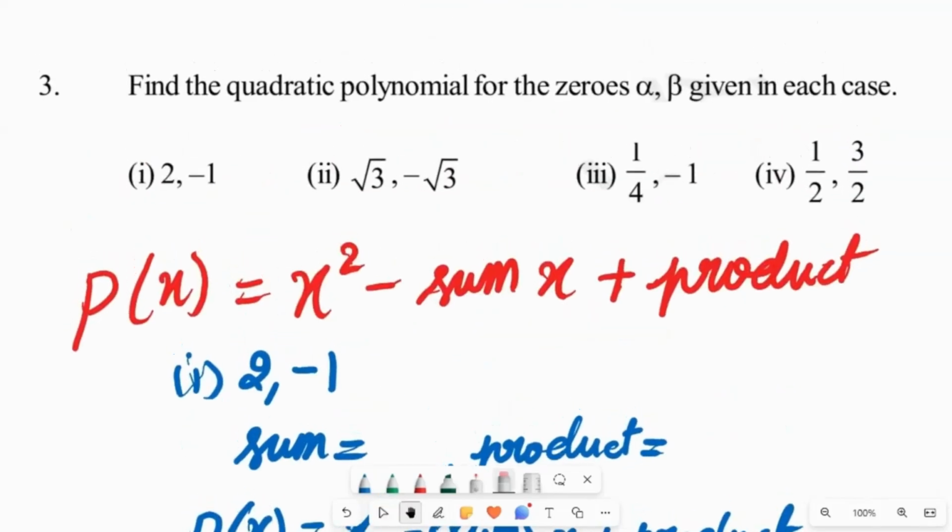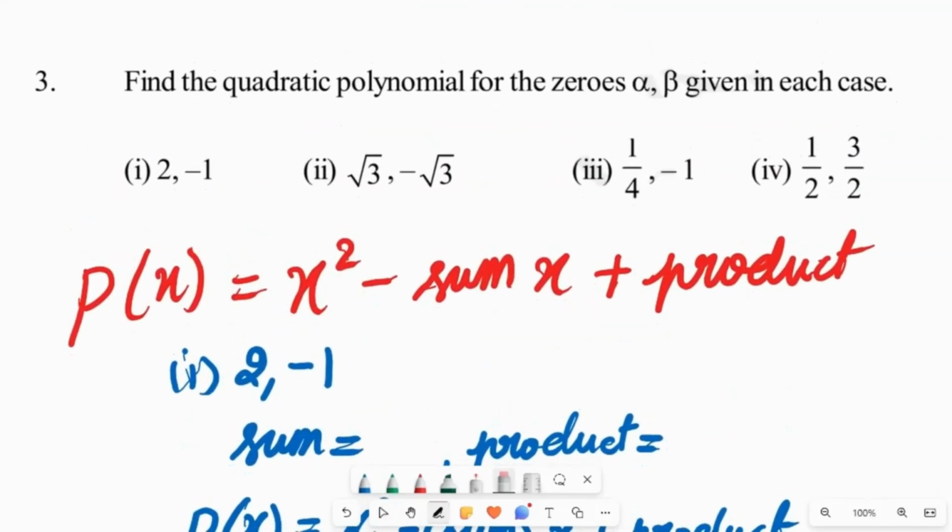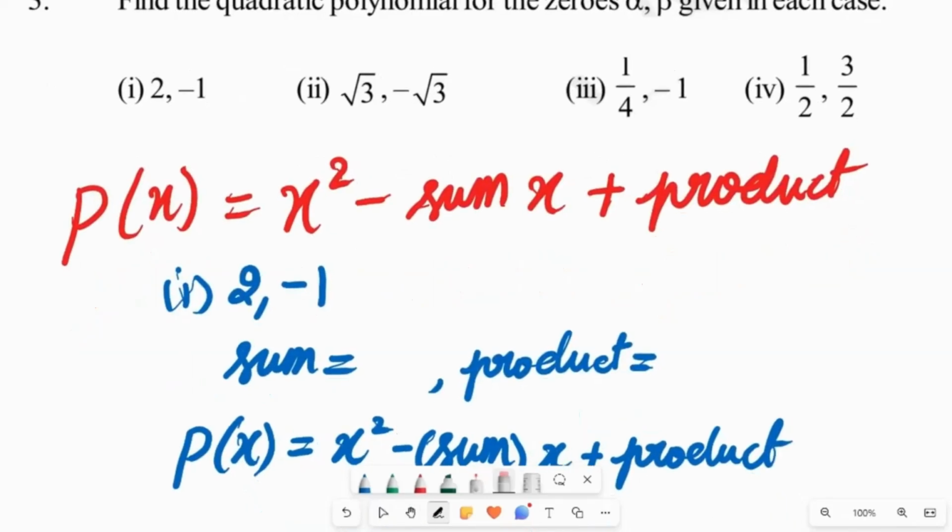Third question of exercise 3.3. We need to find the quadratic polynomial for the zeros alpha and beta given in each case. It is similar to the second question of exercise 3.3, but in that question, they directly give the sum and product. In this question, they give zeros and we need to find the sum and product to find the quadratic polynomial. So as we learned, p of x equal to x² minus sum of zeros into x plus product of zeros.